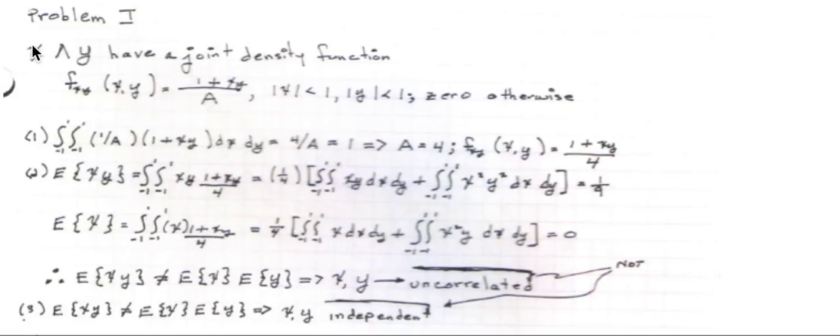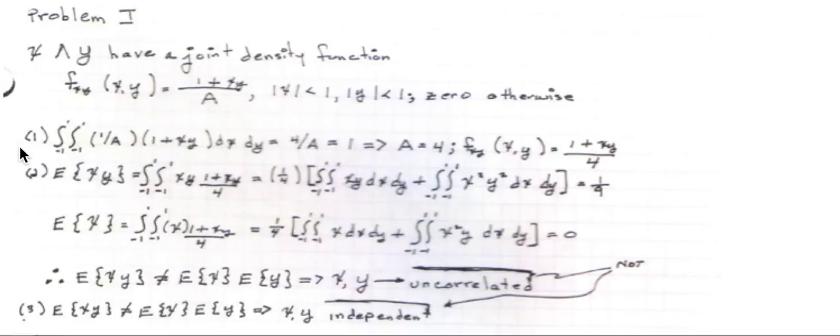We are given that x and y have a joint density function f of xy, defined as 1 plus xy over a, and a is further constrained by the fact that the absolute value of x is less than 1 and the absolute value of y is also less than 1, and everything is 0 otherwise.